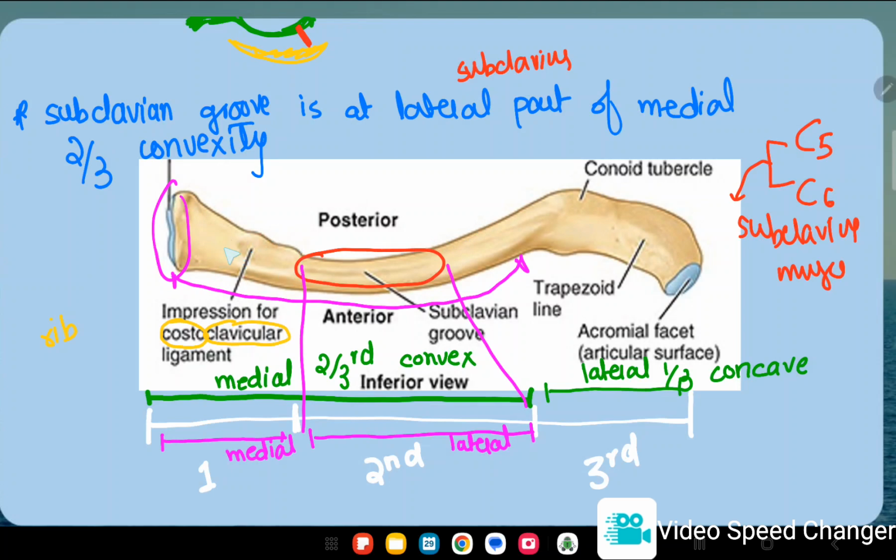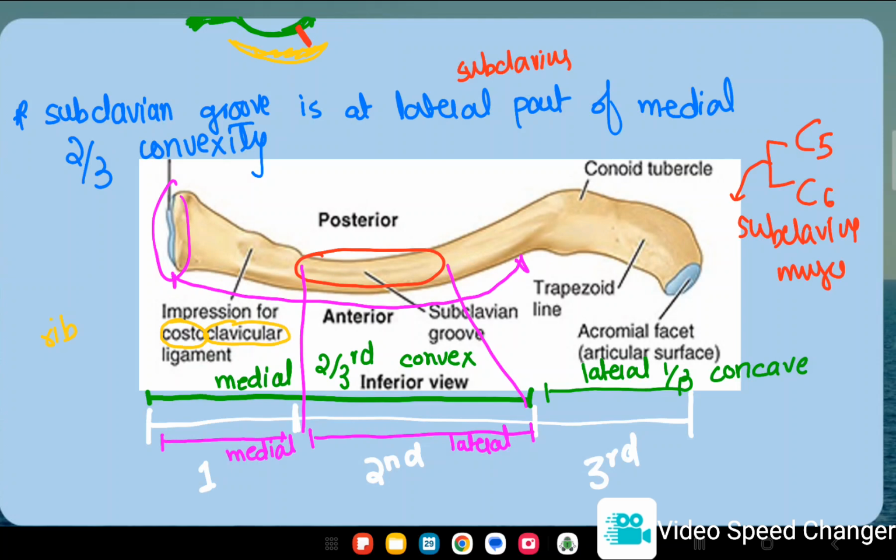One is the costoclavicular ligament depression. Costoclavicular means the ligament is connecting the first rib with the clavicle. Next is the subclavian groove. The subclavian groove gives attachment to the subclavius muscle and also protects the subclavian vein, artery, and nerve to subclavius.